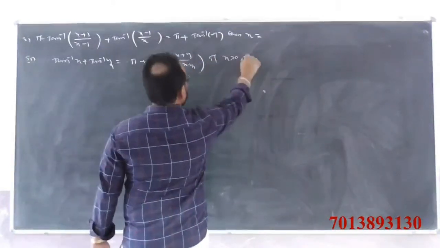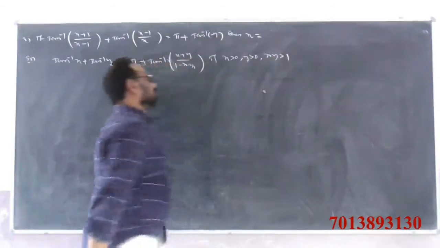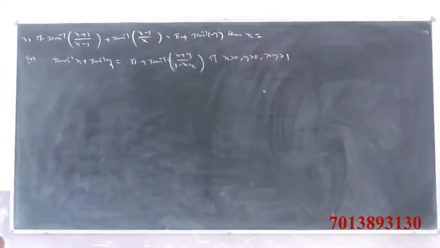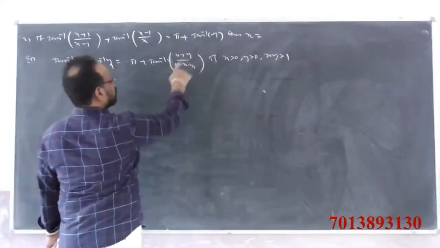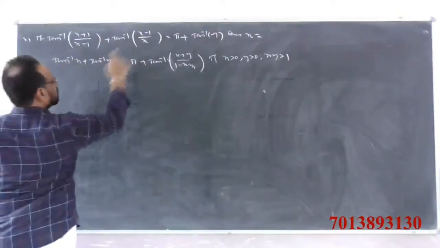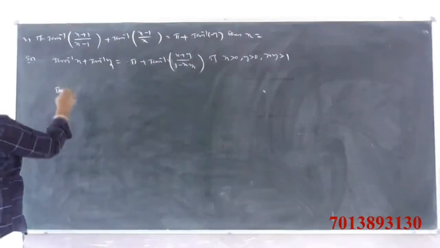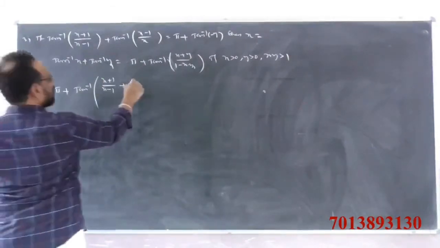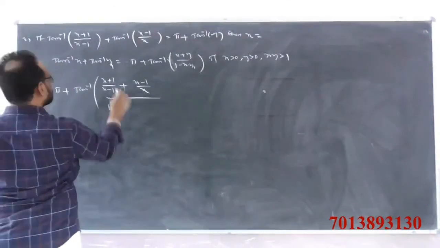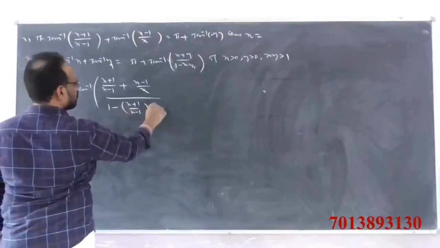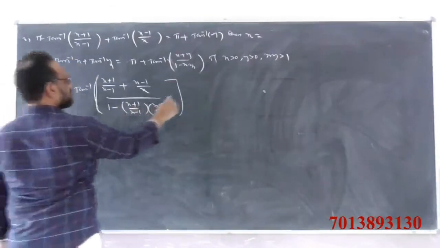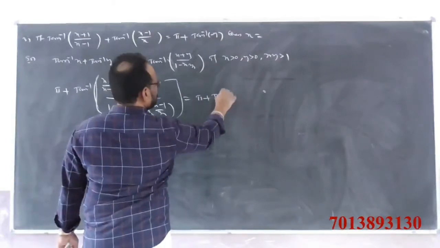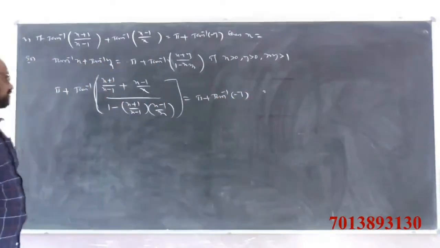If x is greater than 0, y is greater than 0, and xy is greater than 1, then tan inverse x plus tan inverse y is equal to pi plus tan inverse of x plus y by 1 minus xy. So it is in the form of tan inverse x plus tan inverse y. The value is clearly pi plus tan inverse of, x value x plus 1 by x minus 1, plus y value x minus 1 by x, by 1 minus xy, that is x plus 1 by x minus 1 into x minus 1 by x, is equal to, the value given, pi plus tan inverse of minus 7.